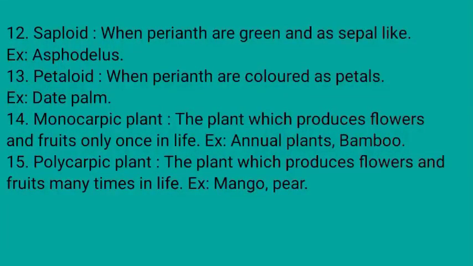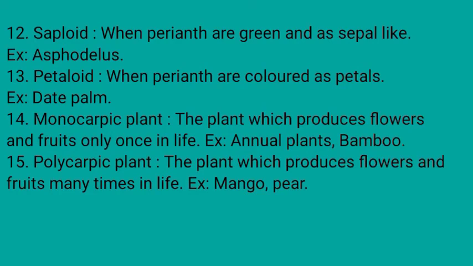Sepaloid. When the perianth is green and sepal-like, the condition is called sepaloid condition. Example, asphodelus. Petaloid. When perianth is colored like petals, it is called petaloid condition. Example, date palm. Monocarpic plant. The plant which produces flowers and fruits only once in life is called a monocarpic plant. Example, annual plants, bamboo. Polycarpic plants. The plants which produce flowers and fruits many times in life are called polycarpic plants.